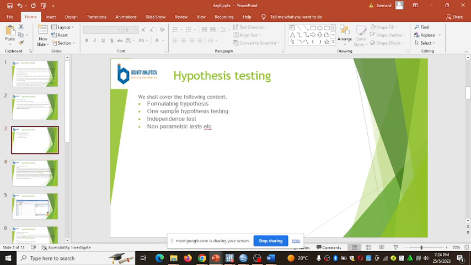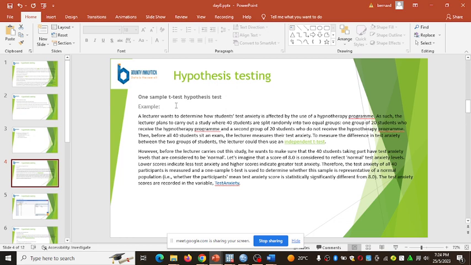From that, now we do a one sample hypothesis test. I have an example here, an example in question form, where you will have to use a t-test on one sample. This is the question.